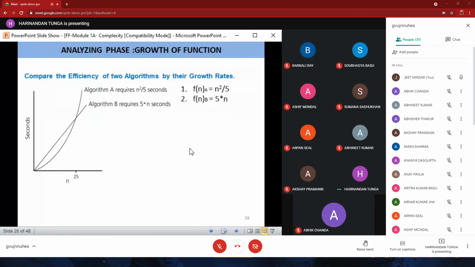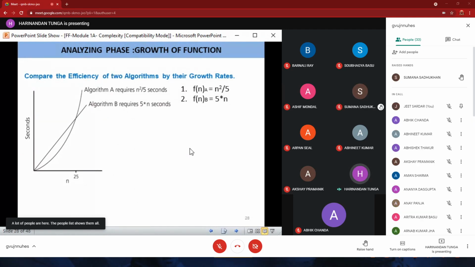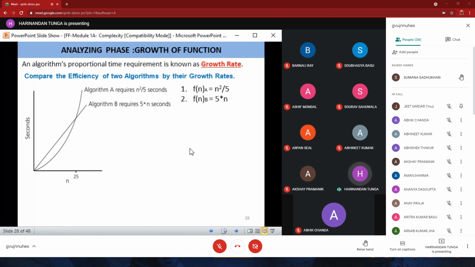Now, before the notation description, here is just one illustration of the asymptotic notation. Basically, we compare the efficiency of two algorithms by their growth rate. What do you mean by growth rate? The algorithm's proportional time requirement is known as the growth rate.